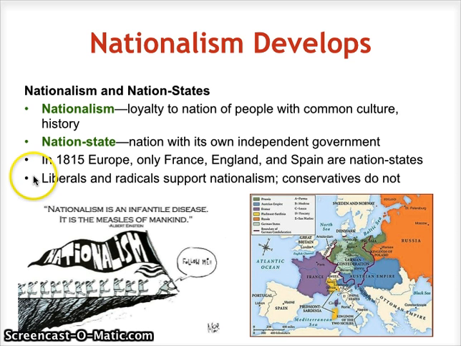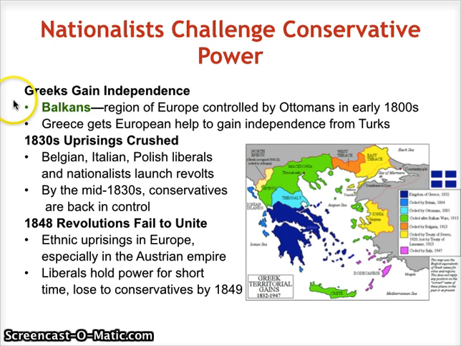Now, the people who are behind this idea of nationalism are the same people who were educated in the Enlightenment. These are going to be our liberals and our radicals. Now, remember, our conservatives are the ones who want to keep monarchy. Nationalists challenge conservative power. So we're starting to see the rise of nationalism throughout Europe. And these nationalists, the liberals and radicals, are going to challenge these old empires and old monarchies.